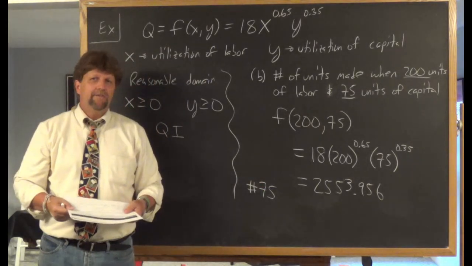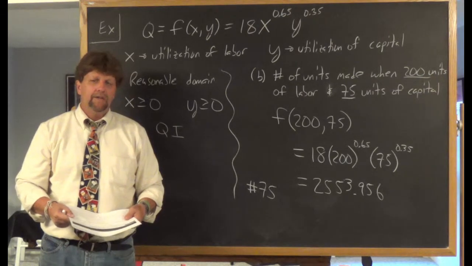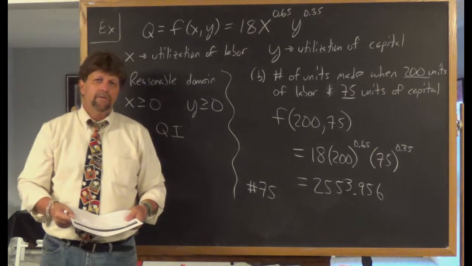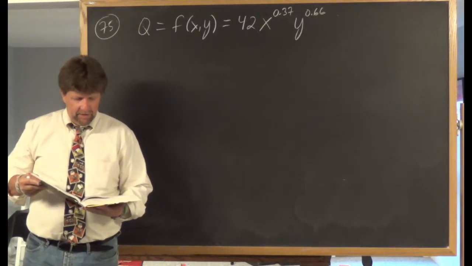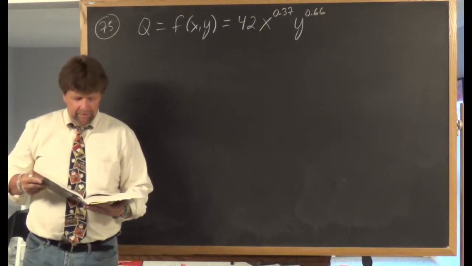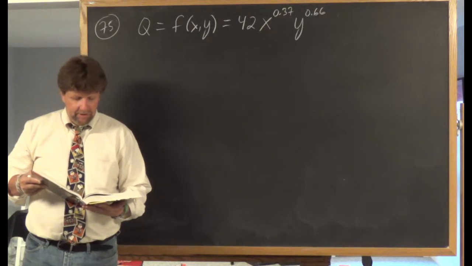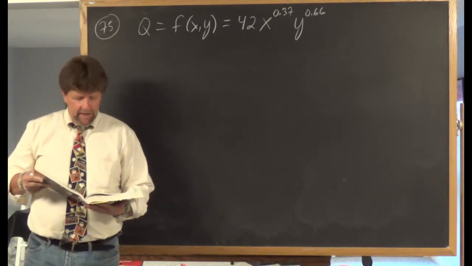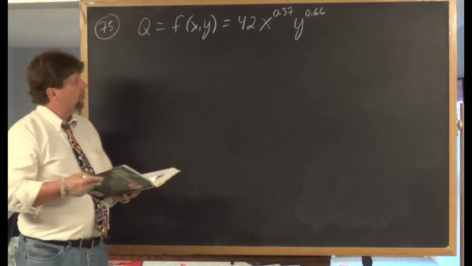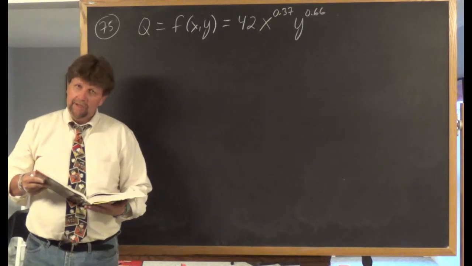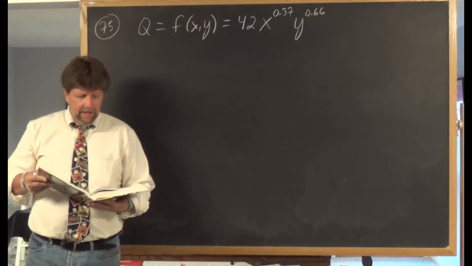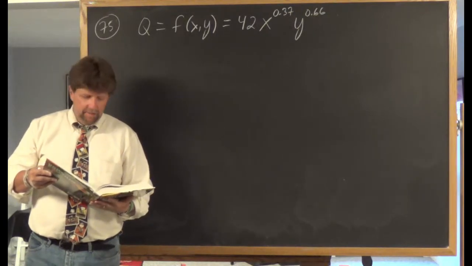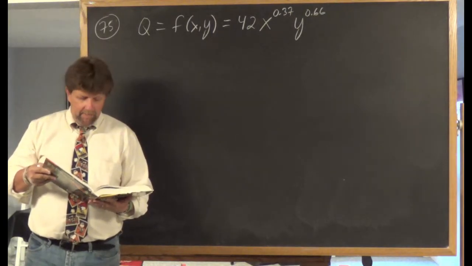When you're done with 75, restart the video, and I'll be here at the chalkboard cranking through the solution. All right, hey folks, here number 75, it says a sports shoe manufacturer has a Cobb-Douglas production function given by Q equals f of x, y equals 42x to the 0.37, y to the 0.66. And here x is utilization of labor, y is utilization of capital.